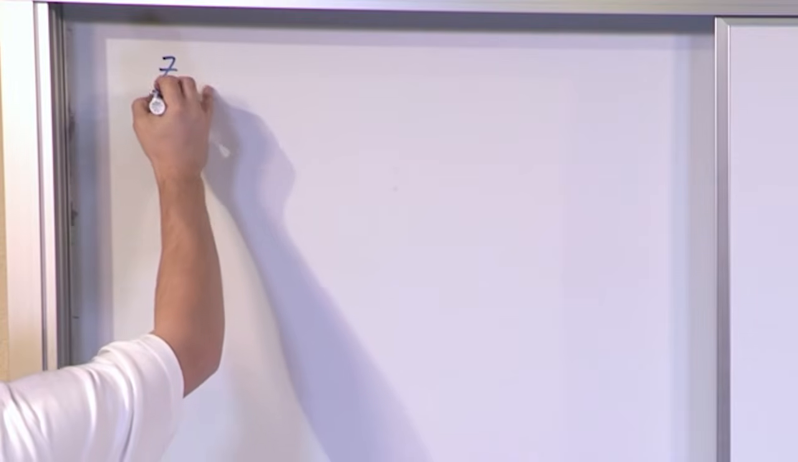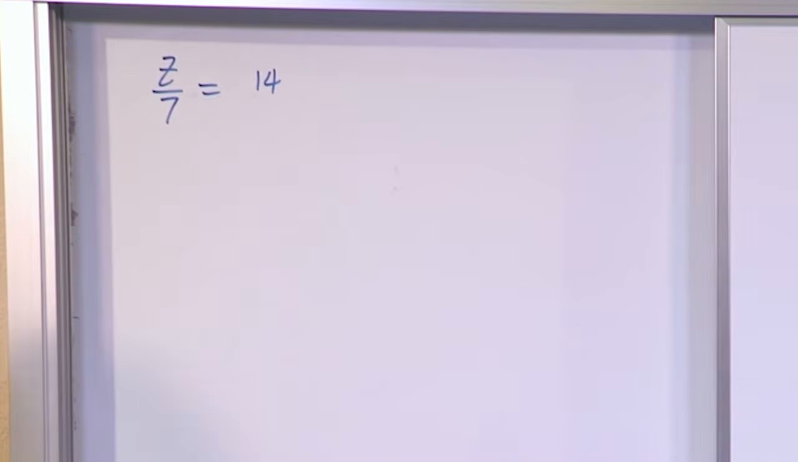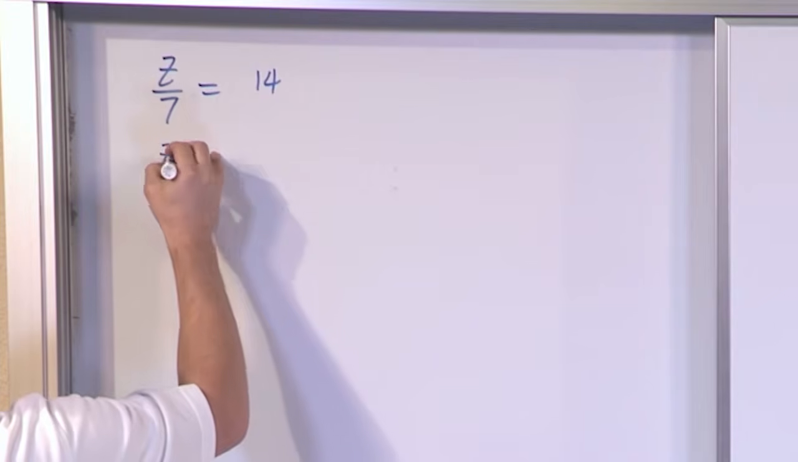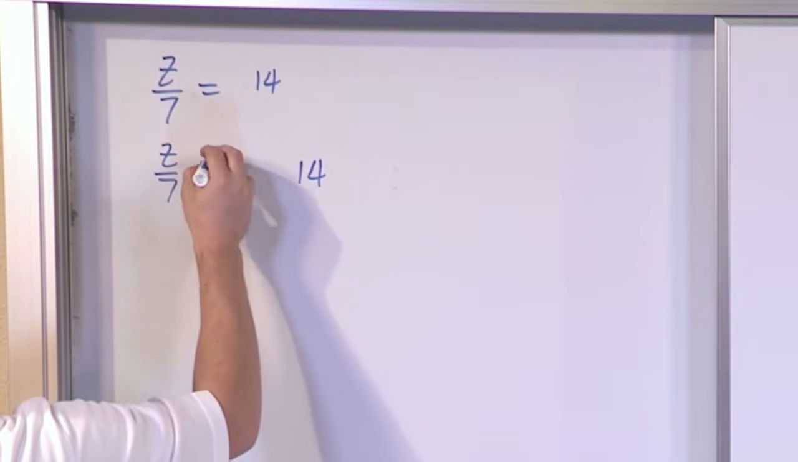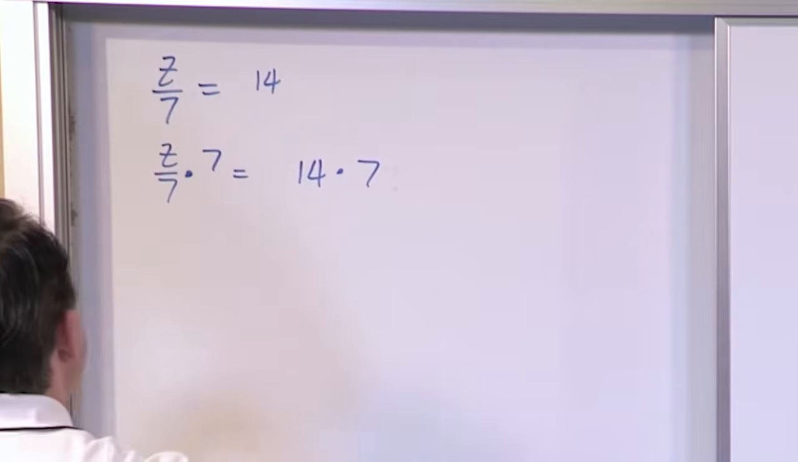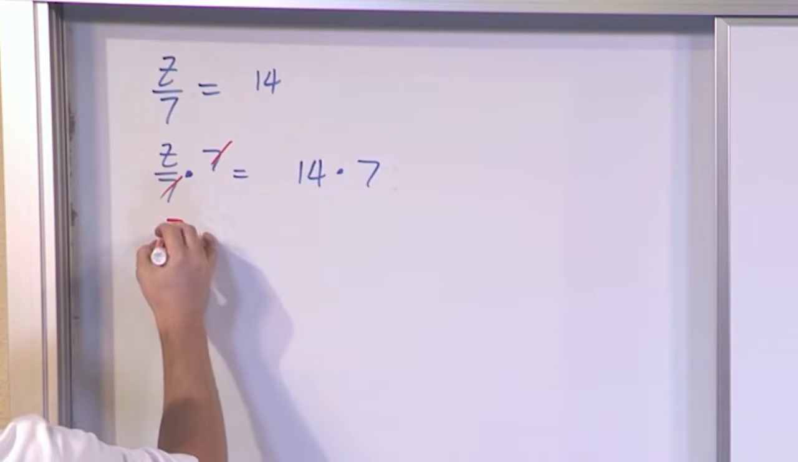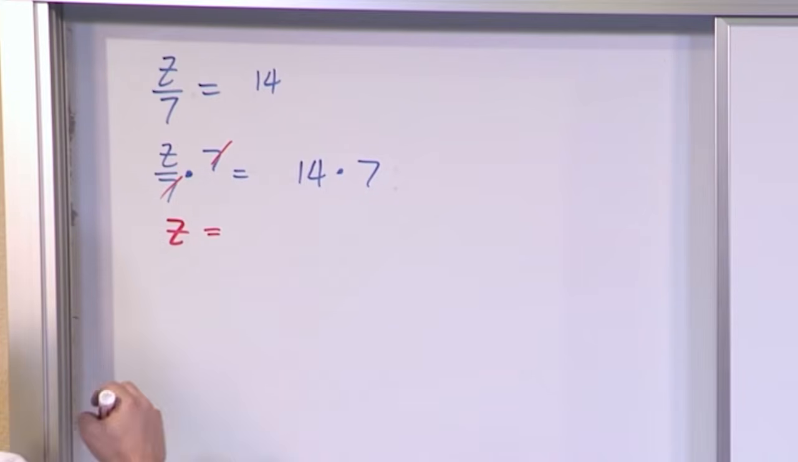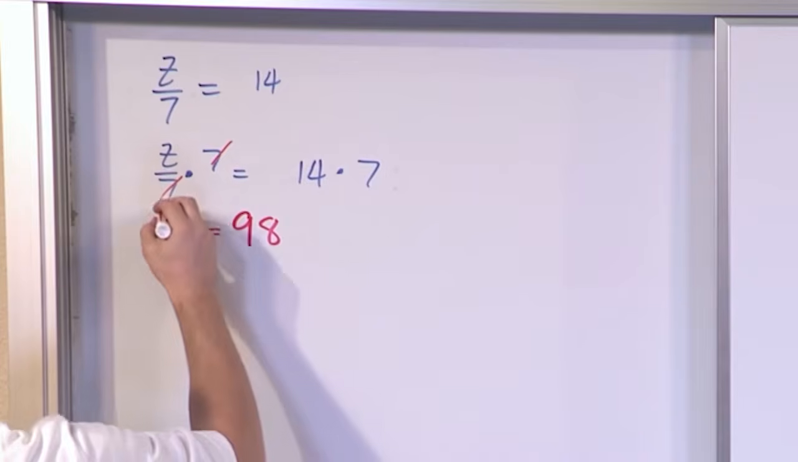What if you have z over 7 is equal to 14? Well, I have division going on the left, so I want to get rid of it by multiplying. So I have z over 7 here, and I'm going to multiply by 7 on both sides. I can do anything I want to both sides. And what's going to happen here is I have a 7 on top. It's going to cancel with the 7 on the bottom. So on the left, all I have is z. 14 times 7 is all I have on the right-hand side. That's 98. So the answer is 98.